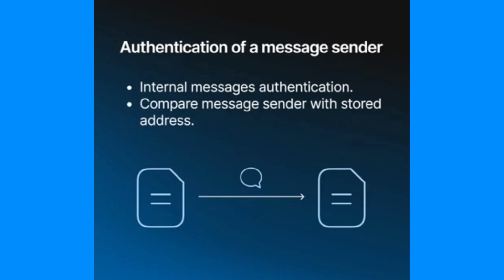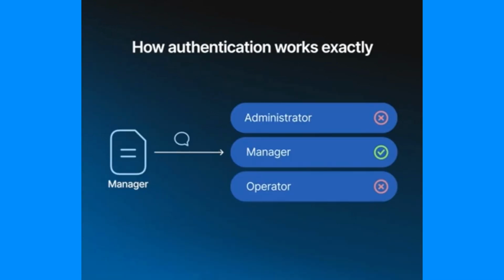So really, authenticating your messages by a sender gives you immense flexibility in terms of who could access your application or your token. How does authentication work exactly here? Well, it's pretty simple. In the handler that receives the internal message, you simply check the message sender, and you know that the rest of the network provided you with an accurate and correct message sender. So you simply compare it with whatever address you store in your contract state.